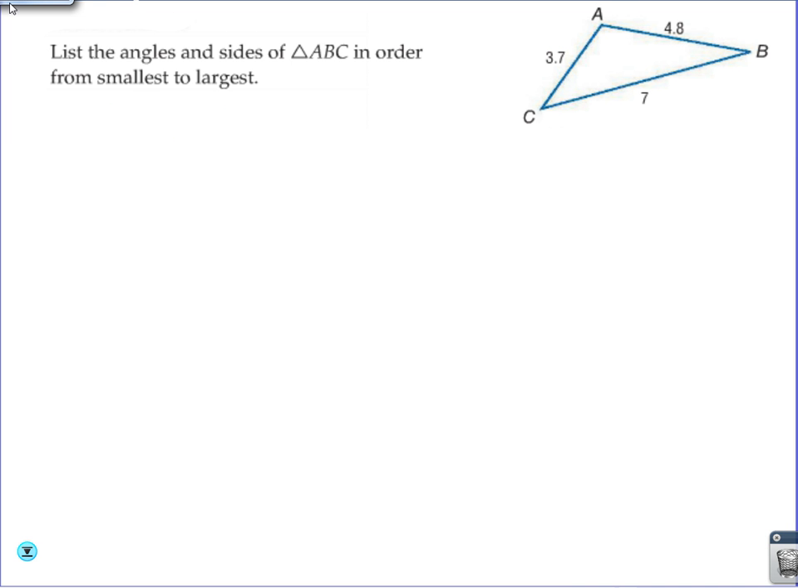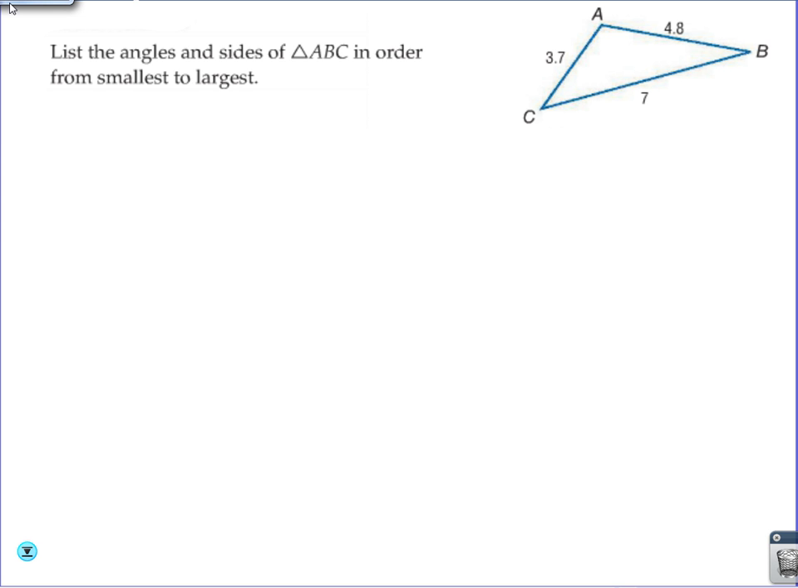Same thing, we won't write these down. Let's say we're ordering these from smallest to largest. Caitlin, which one is the smallest angle? Perfect. Angle B is located across from 3.7. 3.7 is the smallest side. Angle B is going to be the smallest angle.